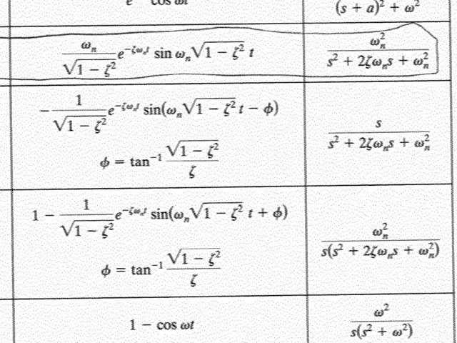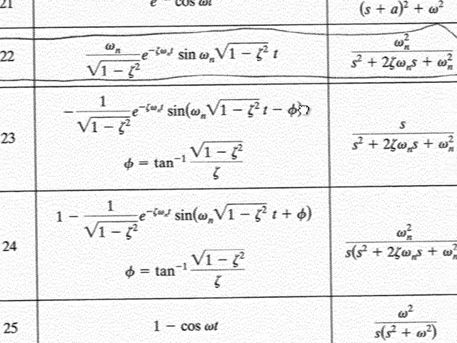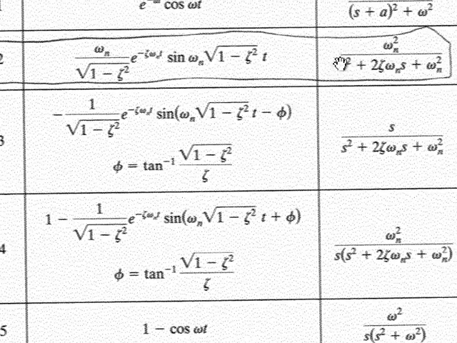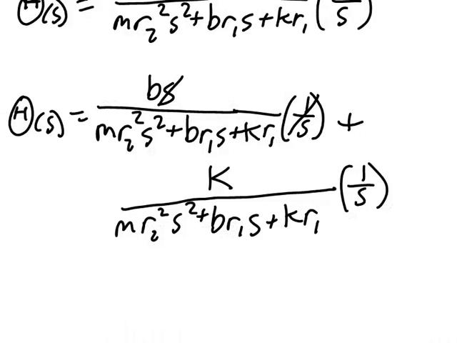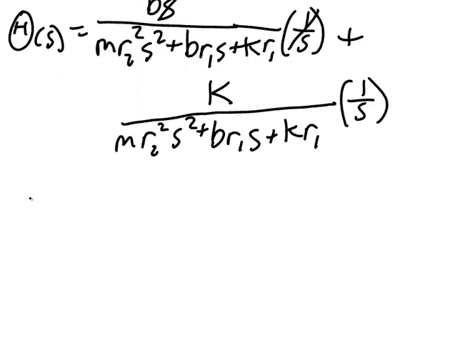The first thing we're going to need to do is to make sure that in the term that matches line 22, there is a constant of 1 in front of the s squared. Right now, our constant in front of s squared is mr2 squared. So let's change that. The way I'm going to get this constant to be equal to 1 is by multiplying the numerator and the denominator by 1 over mr2 squared.